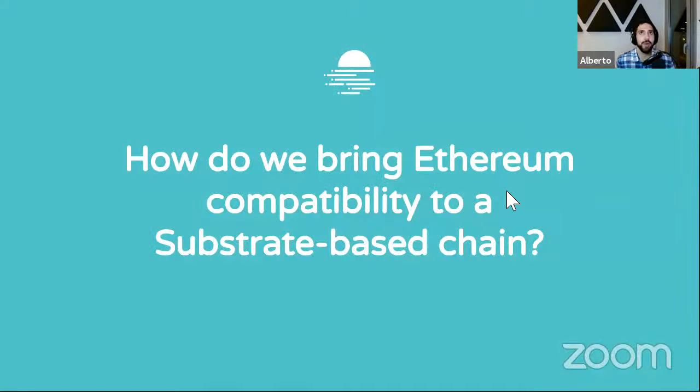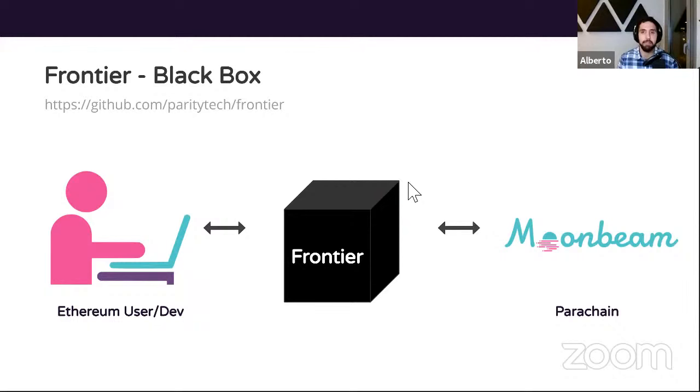So we already saw a small demo at the beginning, where we were doing all these things, like Remix, deploying contracts, and checking the storage in the contract. But the question is, how do we bring Ethereum compatibility to a Substrate-based chain? These blockchains are built in a framework called Substrate, which is basically like Lego blocks to build different blockchains, right? I like to provide this definition, which I call the black box definition, because the idea is that to the end user, the Ethereum user or developer, the experience will be exactly the same, and that's what we are aiming for, right?